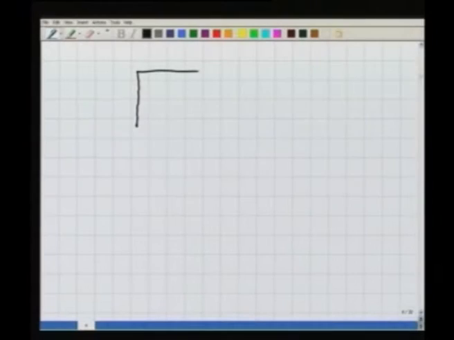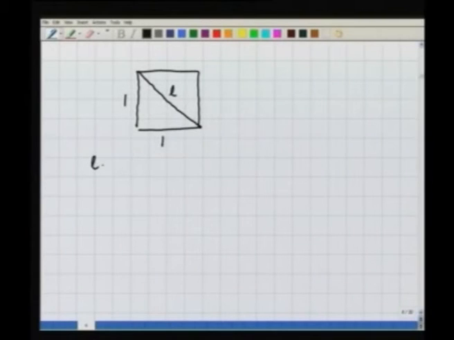Well, we will see that that is the case. What we do is, let us take a square. So, this is a square with sides equal to 1, and then let us look at this diagonal. What is the length of this diagonal? If I apply the Pythagoras theorem, what comes out is that this diagonal, if I call it L, then L is actually √2. This is very well known to us.